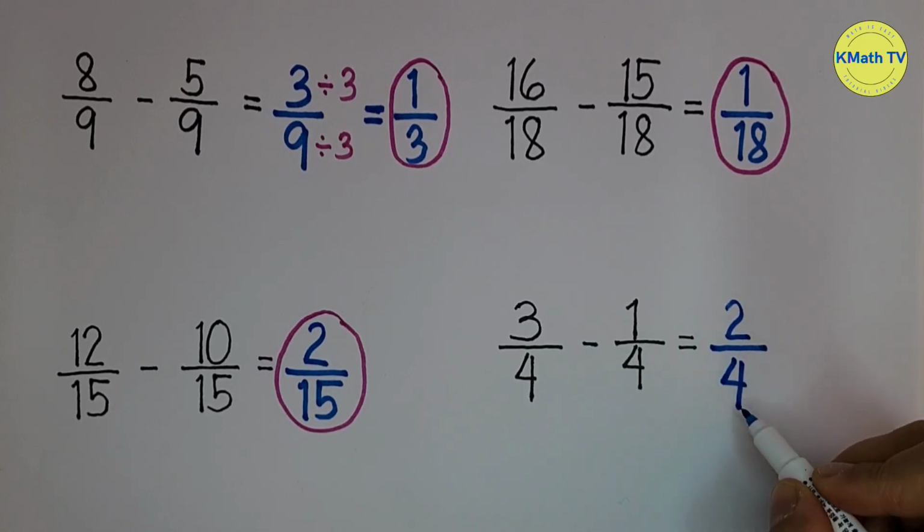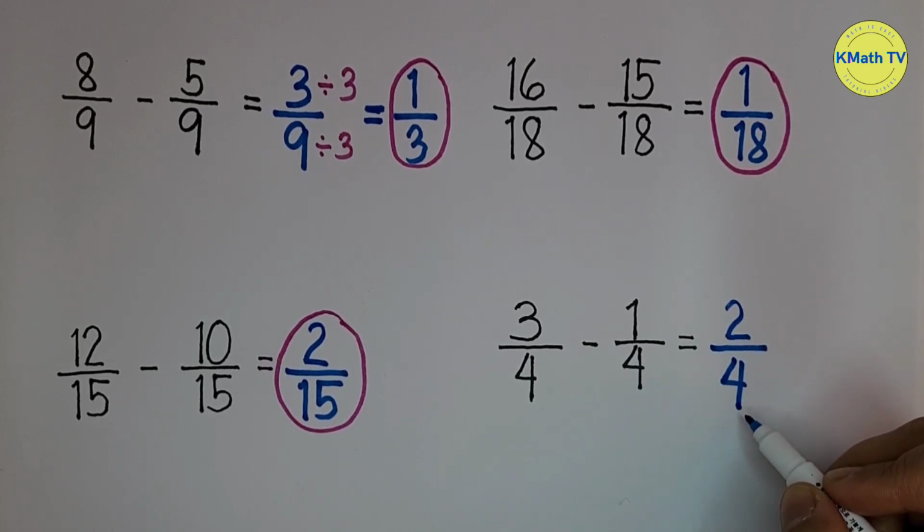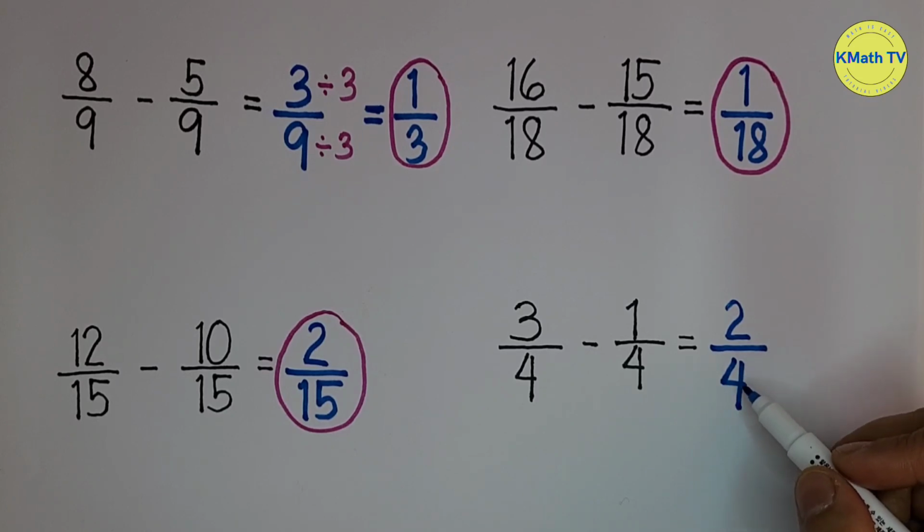But 2/4 can still be reduced to lowest term because the numerator and the denominator are both even numbers. That means they have other common factor aside from 1. So, the next step is to get the greatest common factor or GCF of 2 and 4 and divide them by their GCF. Now, let's take a look at these numbers. The bigger number is 4 and the smaller number is 2.